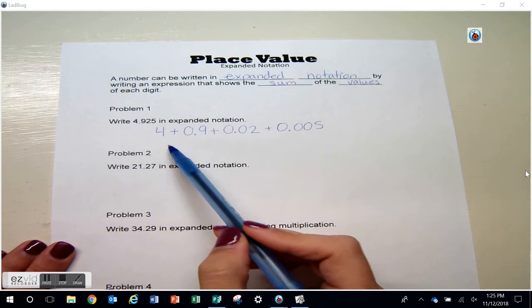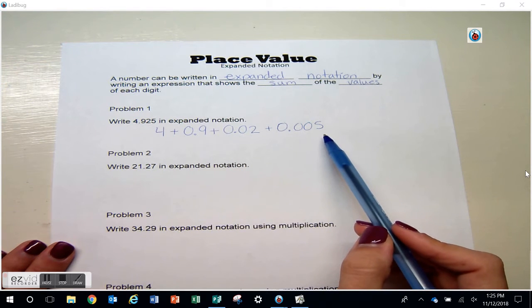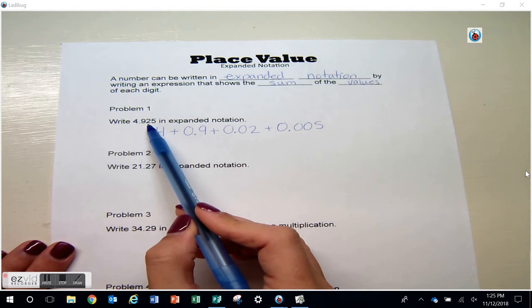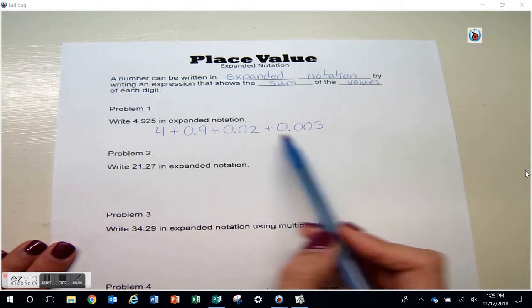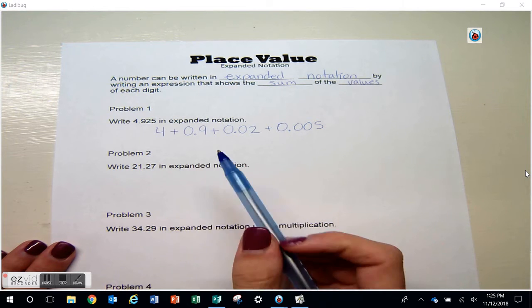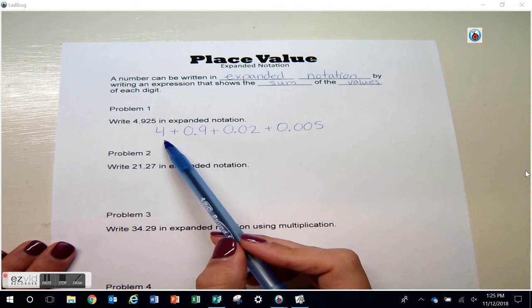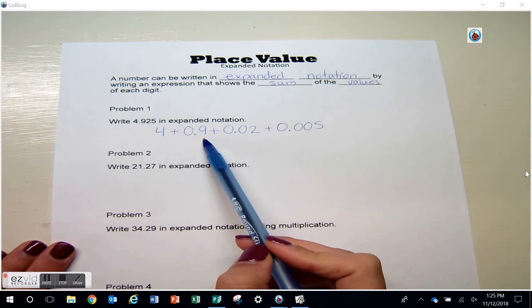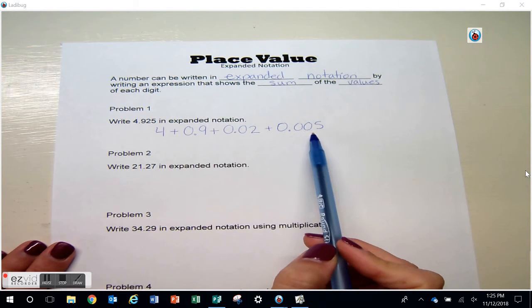Now, if I were to add all of these up, what should I get? I should get this number again. I'm not going to do that because that's going to simply get me back to my original number and undo my work, but I can see now the value in the ones place, the tens place, the hundredths place, and the thousandths place.